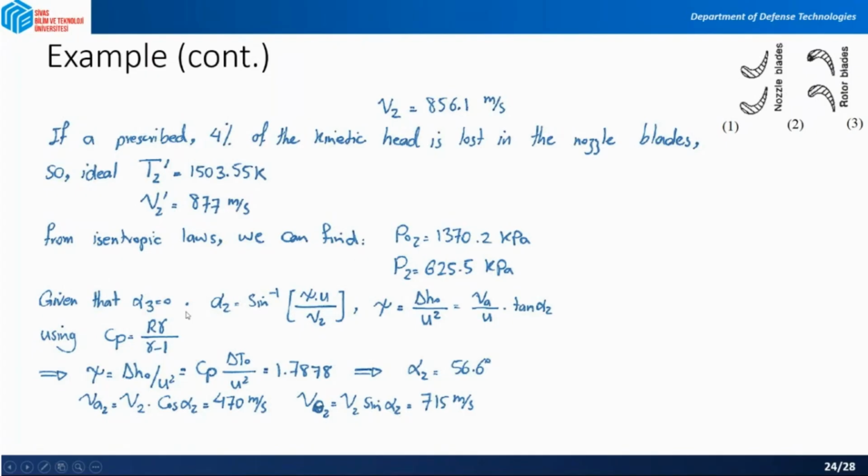And knowing alpha 3 is 0, so at the exit it's again axial, and alpha 2 is sine inverse of psi times U over V2. The psi, if you remember, you had it before, and using Cp equal to R gamma over gamma minus 1, you can come up with your alpha 2 angle. And then knowing the alpha 2 angle, you will find the axial velocity at point 2 and also the tangential velocity at point 2.